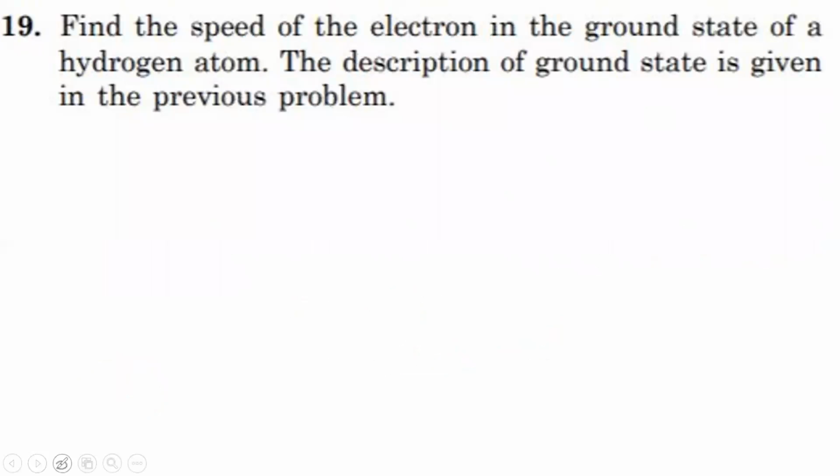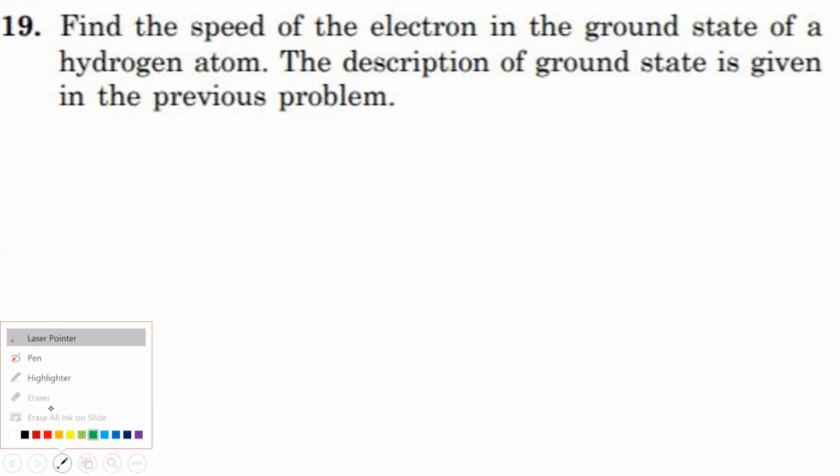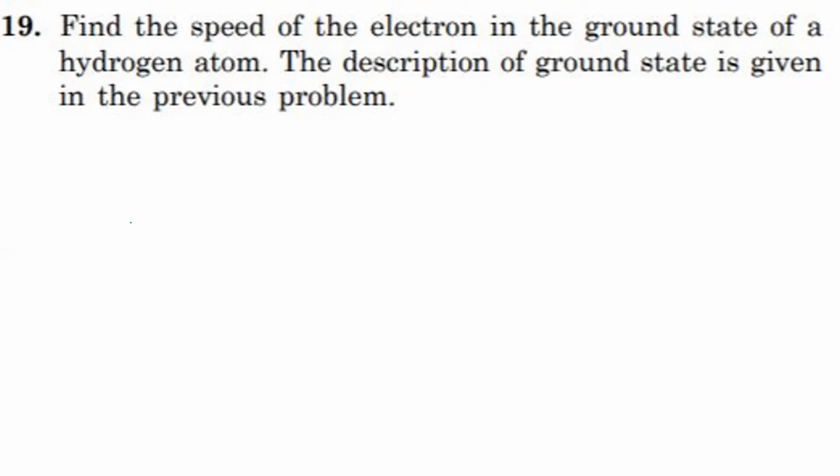Let us solve the next problem. Find the speed of the electron in the ground state of a hydrogen atom. The description of the ground state is given in the previous problem. Listen here. Here the proton is there in the hydrogen atom, and the electron is revolving in the first orbit, so it will be moving with a certain velocity. The velocity with which it moves tangentially is v.